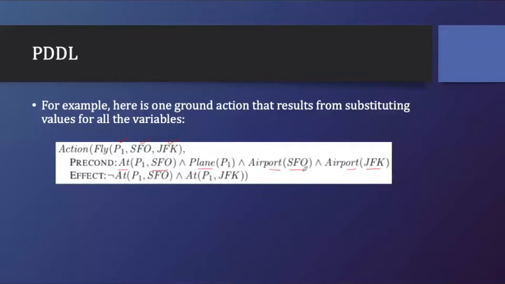If all these conditions are satisfied, then I can perform this action. After performing the action, what will happen? My plane is not there anymore in the San Francisco airport, and it is there in the JF Kennedy airport. So this is how your action is written in PDDL with the help of precondition and effect. Okay.